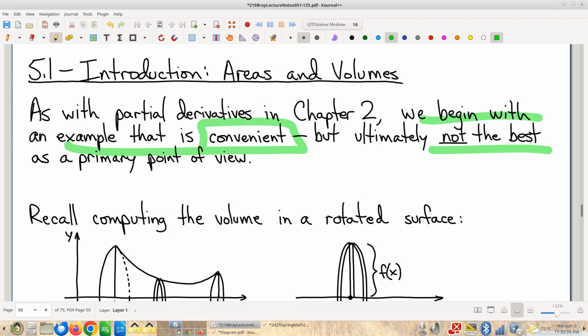We are going to make use of it, just like partial derivatives are very handy. Computationally, you've got to have partial derivatives, no doubt. And likewise, what we're about to do here is going to be very handy. You're going to need it for sure. It's just not the best point of view in the big picture.